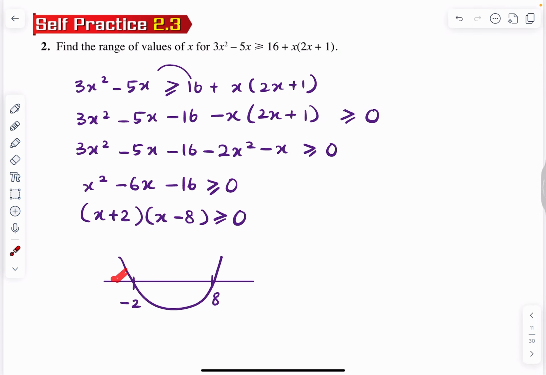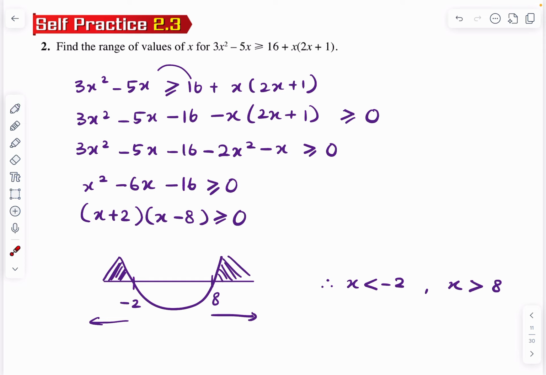More than 0 means we are going to shade here and here. If less than 0, here. Okay, so more than 0 will give us here and here. So the range of x will be x lesser than negative 2 and x more than 8. But since this is more than or equal to, here we must add the equals to. That's it. This is the answer.